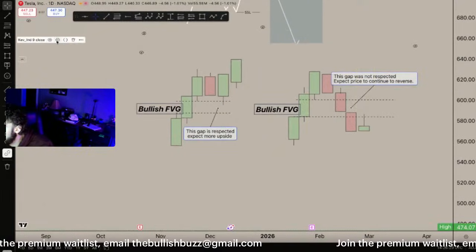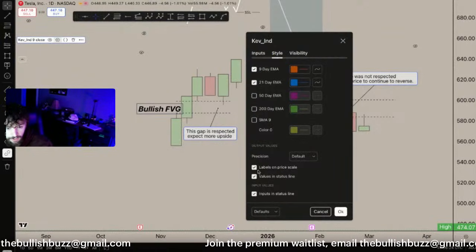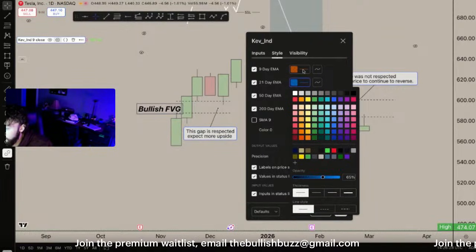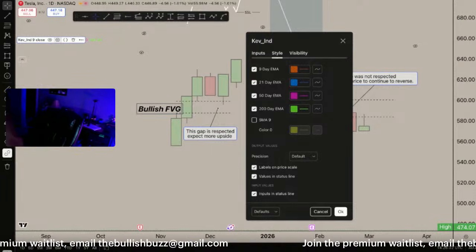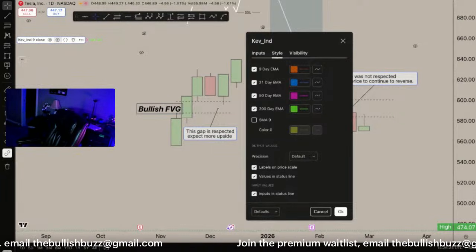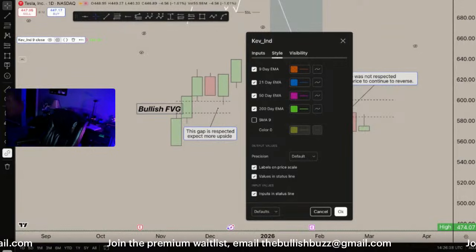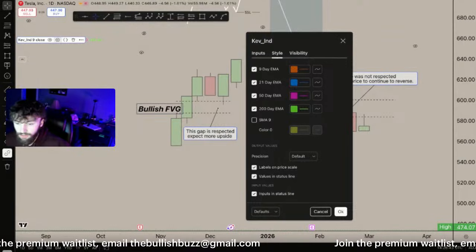Here are my EMAs. I use this indicator, Kev_IND or whatever. That's all I do. You can copy these down. I really don't use that many indicators.